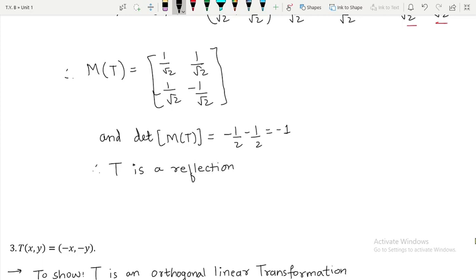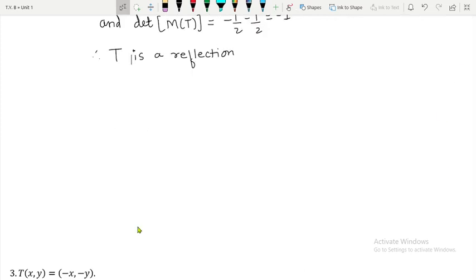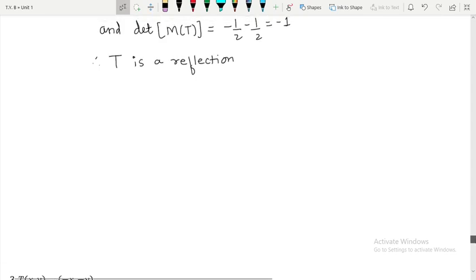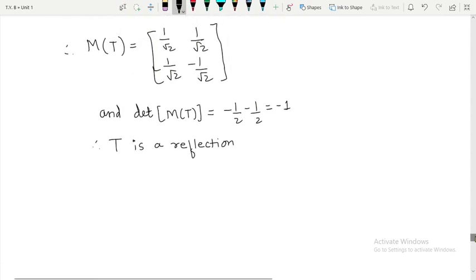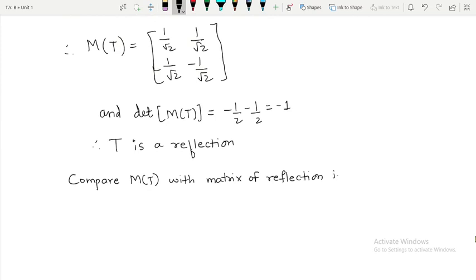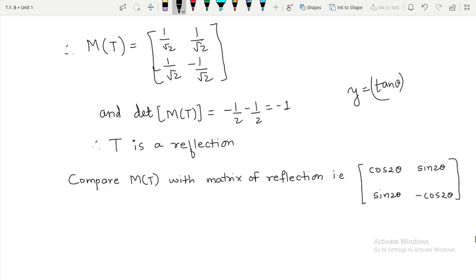In order to get the line of reflection, we will compare the matrix M of T with the matrix of reflection. You should be very careful when you're dealing with reflections. Keep in mind what notation you're using. If I am comparing it with cos 2 theta, sin 2 theta, sin 2 theta and minus cos 2 theta, then your line of reflection is y is equal to tan theta x.